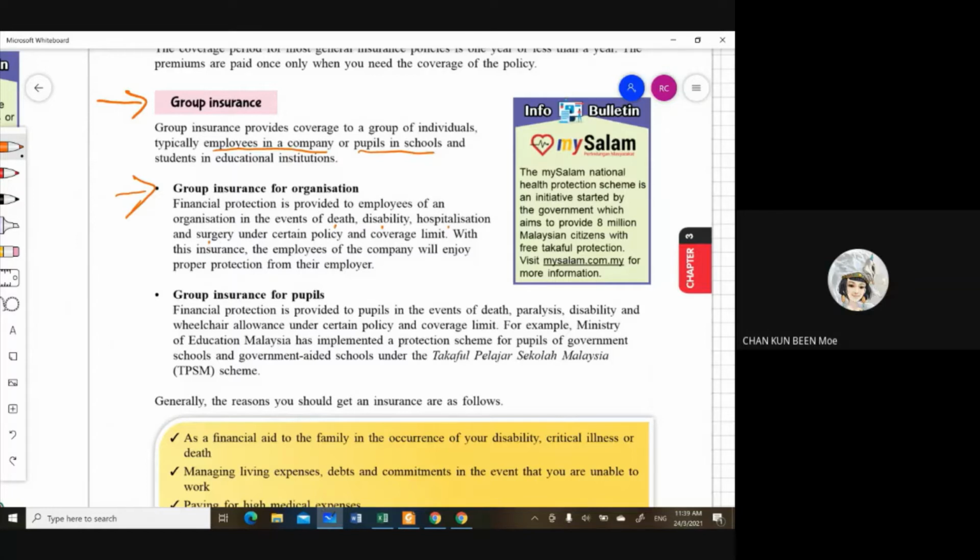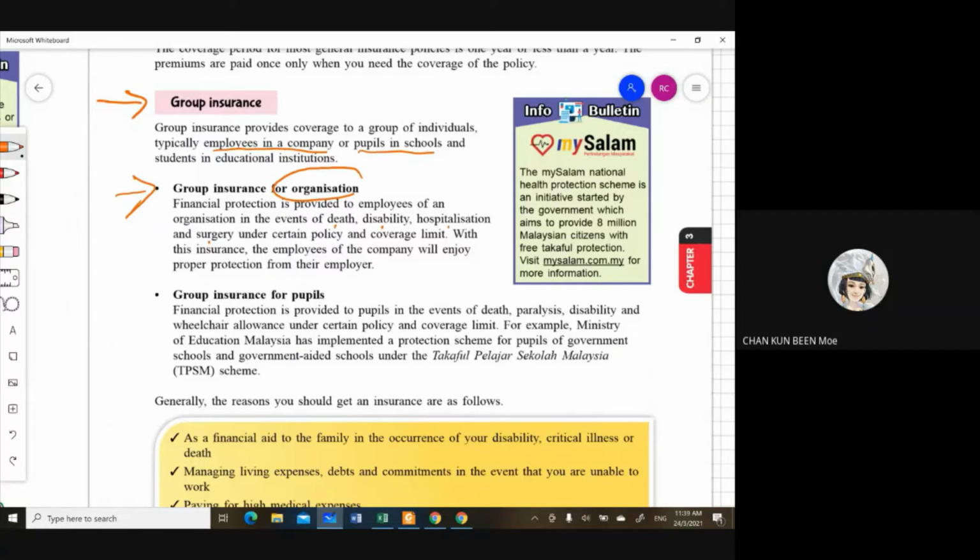So if you bought 2 insurance, for example, you bought the medical insurance and you also buy the group insurance, meaning that you'll be covered on both sides. This side will cover you for this, and then you can claim on both sides. But not everything you can claim.